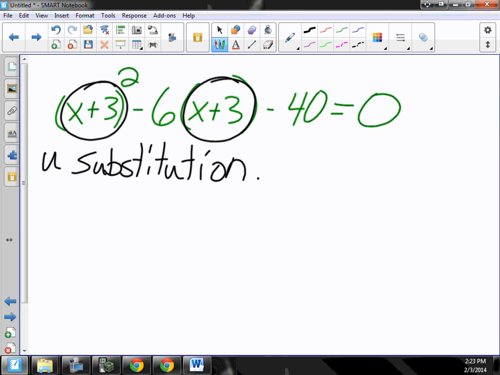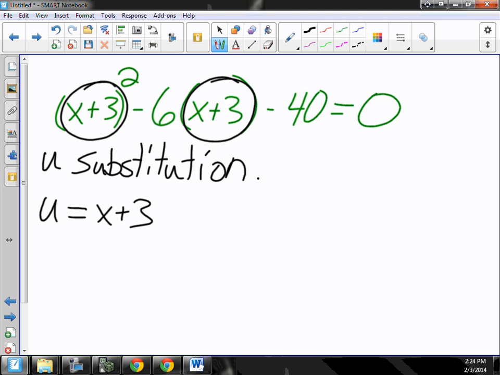And U substitution can be your best friend. The trouble is there's not necessarily one way to do it. I might pick one U substitution and you might pick another, and we both get the same answer. Okay? So, what I'm going to do is define the variable U. I don't know why we use that variable, we just do. So I'm going to call U x plus 3.